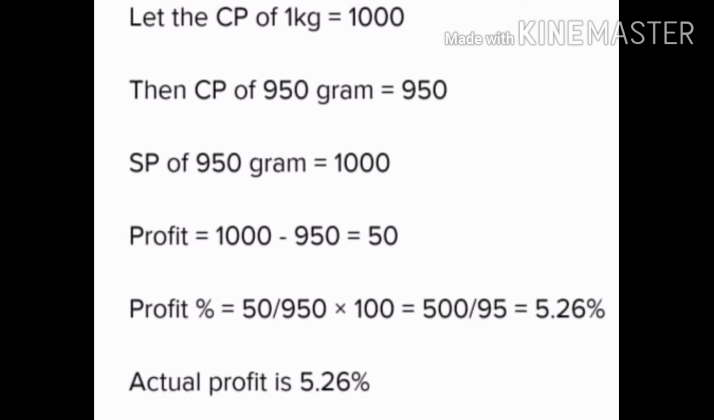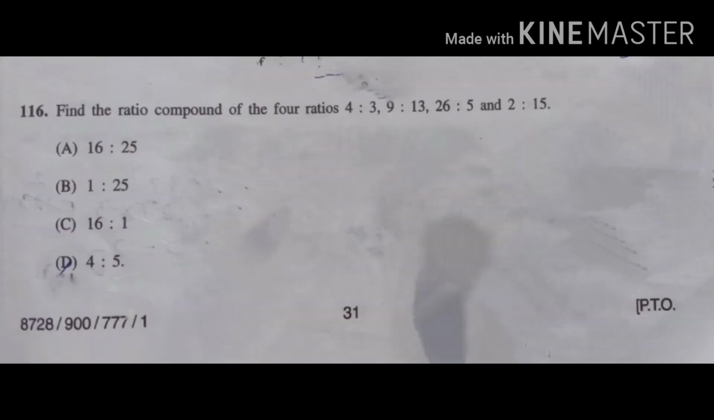Let the cost price of 1 kg be 1000. Then CP of 950 gram is equal to 950. SP of 950 gram is equal to 1000. Profit is equal to 1000 minus 950 is equal to 50. So the profit percentage is 50 upon 950 into 100. So 50 into 100 upon 950, cut the zeros, you will get the answer 5.26. So the actual profit is 5.26, option B. Move to the 16th question.